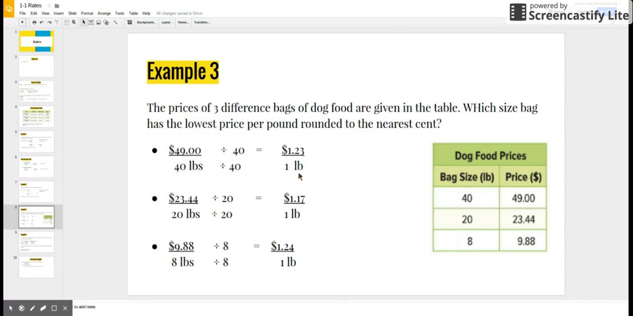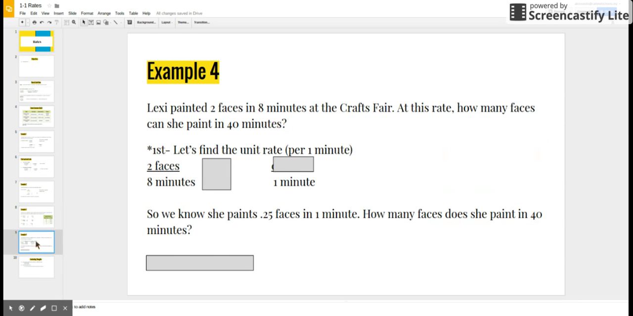So which one of these three is the cheapest? This second one. So if you were at the store and you were buying dog food, this is the one that you would be buying right here, the 20 pounds for $23.44.